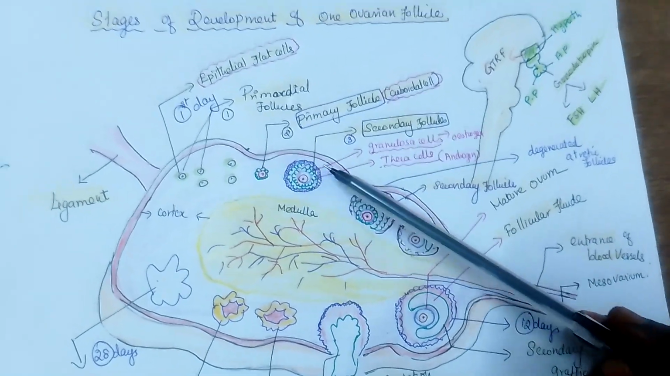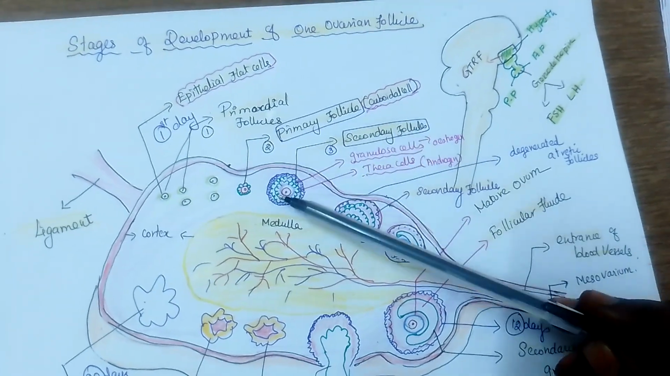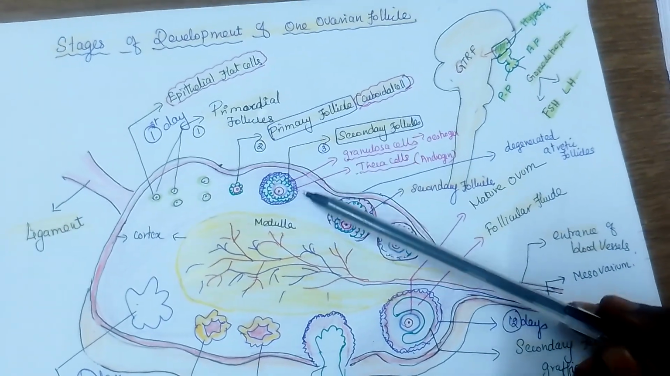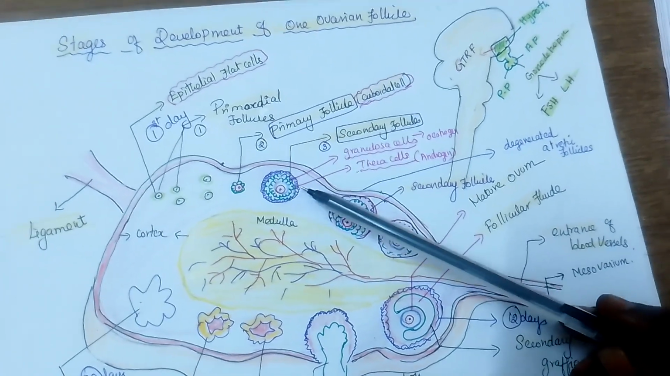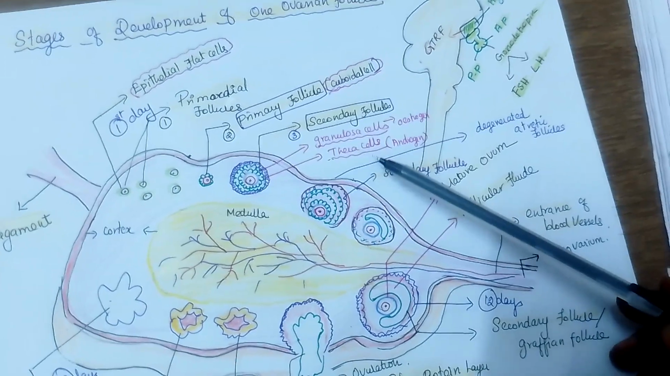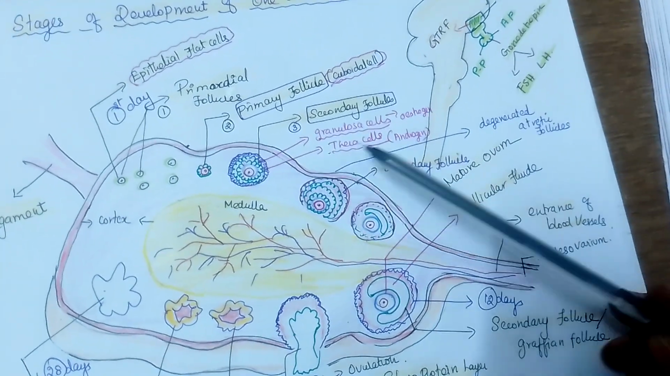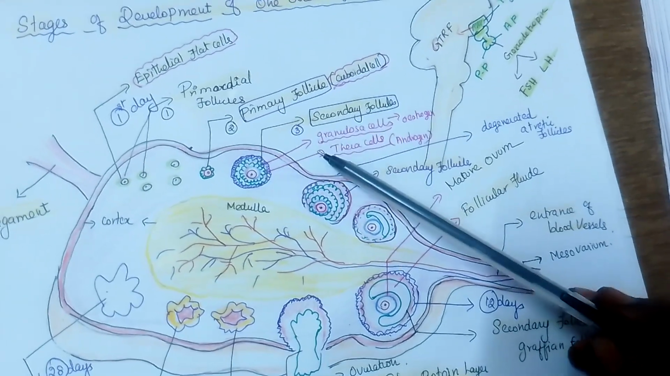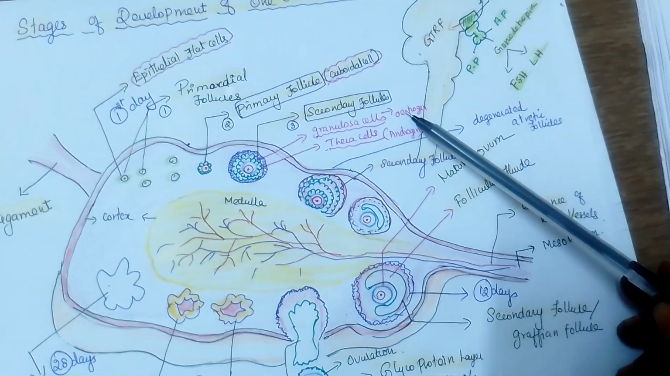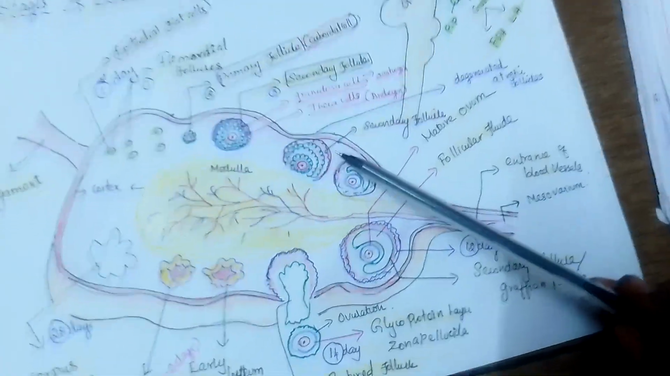In the secondary follicles, again there are epithelial cells and cuboidal cells. Over that you get theca cells and granulosa cells. The theca cells secrete a hormone called androgen. It is a male sex hormone, but this androgen is converted by the granulosa cells into the hormone called estrogen. Understand? Then there will be the secondary follicles.